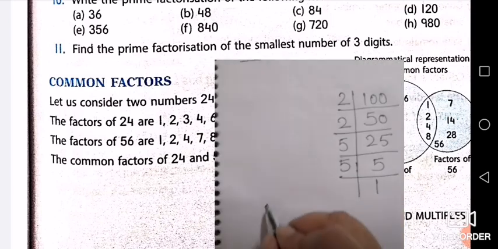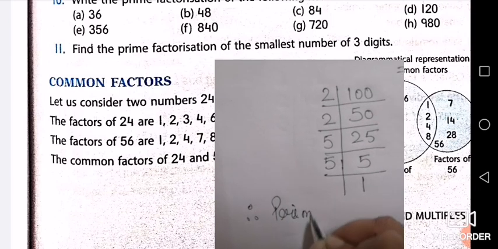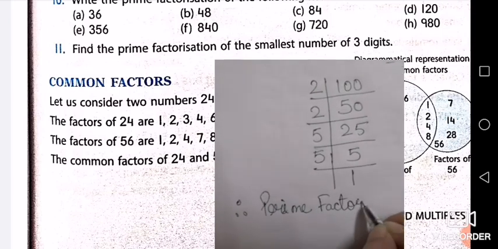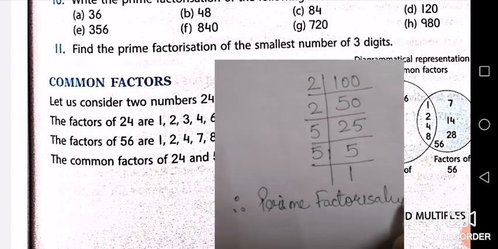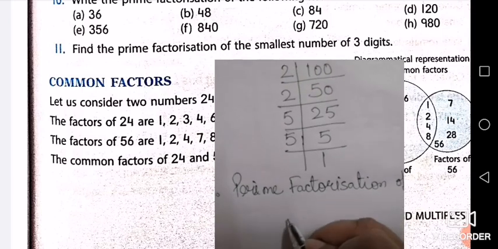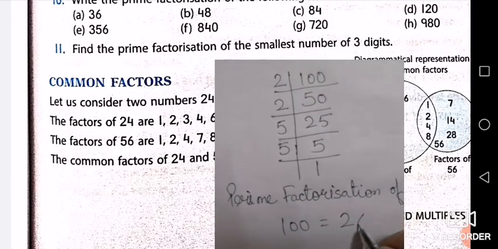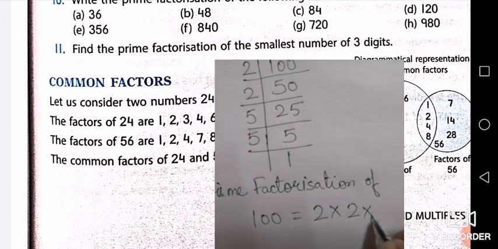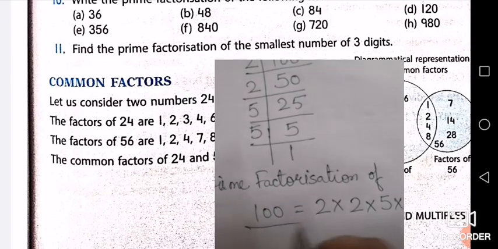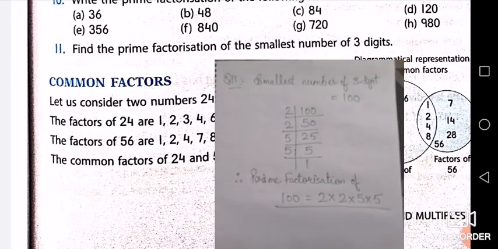So therefore, prime factorization of 100 will be 2 multiply by 2 multiply by 5 multiply by 5. So this will be the prime factorization of the smallest 3 digit number.